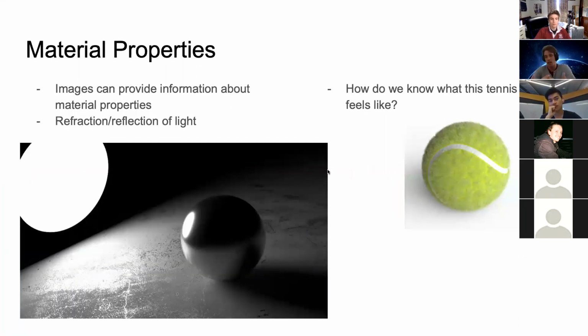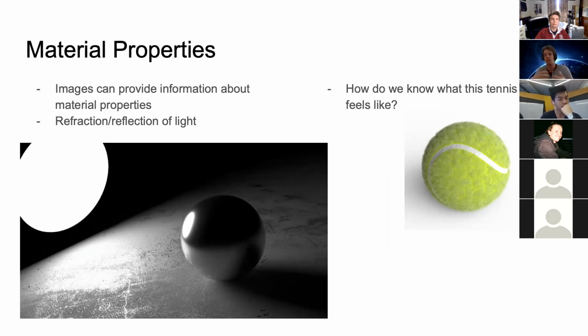The other thing images provide, besides depth, color, and motion, is a lot of information about the properties of materials. Just visually, human brains have evolved to determine what something might feel like just because of the way it looks.